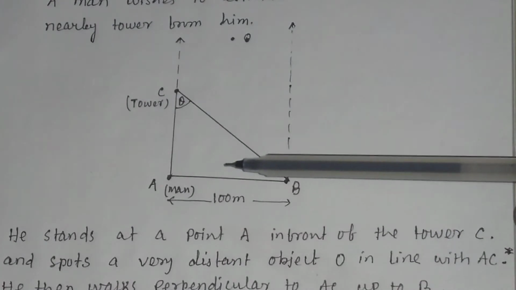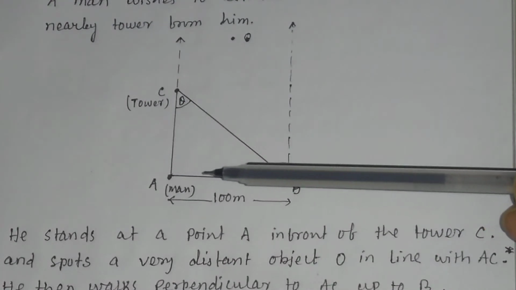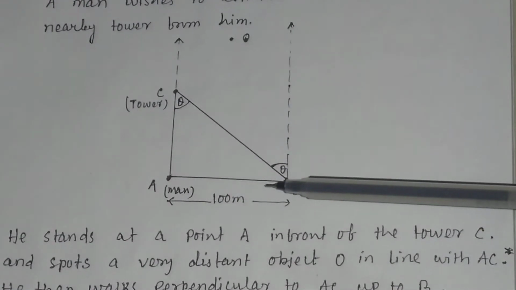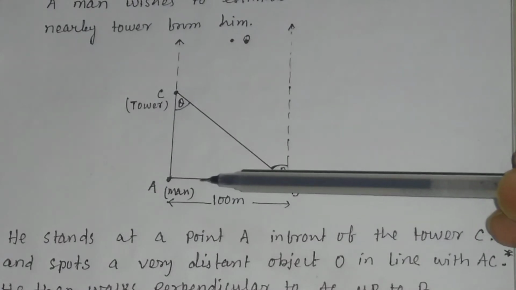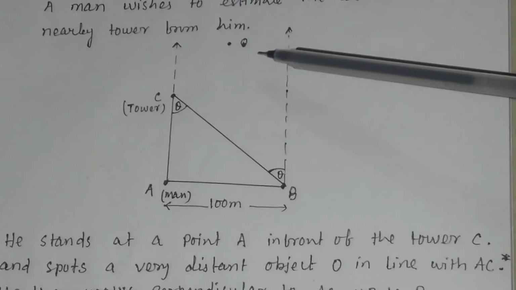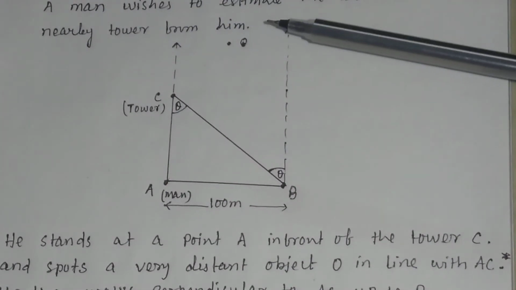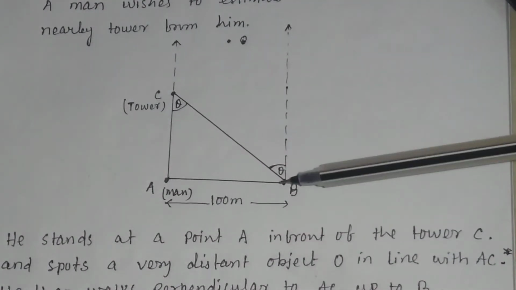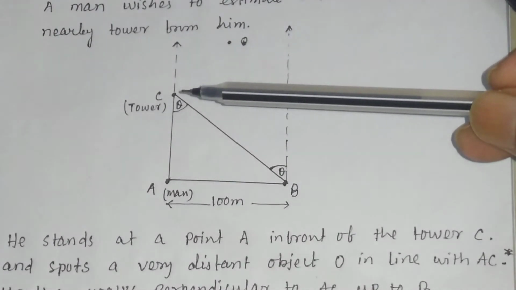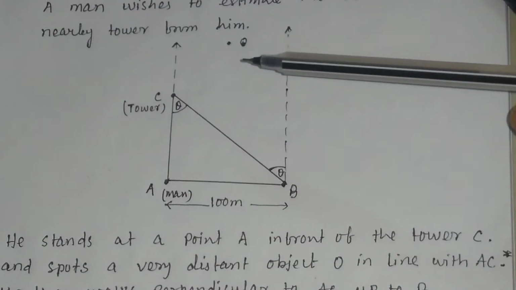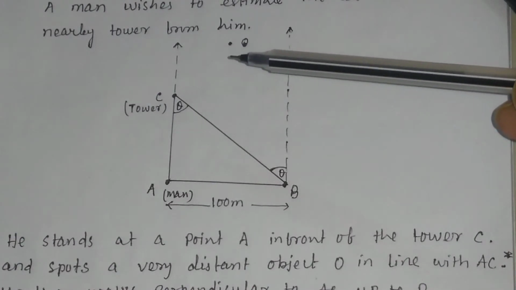He then walks perpendicular to AC. You see, the man then walks perpendicular to AC up to B. This is the point B, which is at a distance, let us say 100 meter from the point A. And he looks at O. Coming to the point B, he will look at the position O and also he will look at the position C.